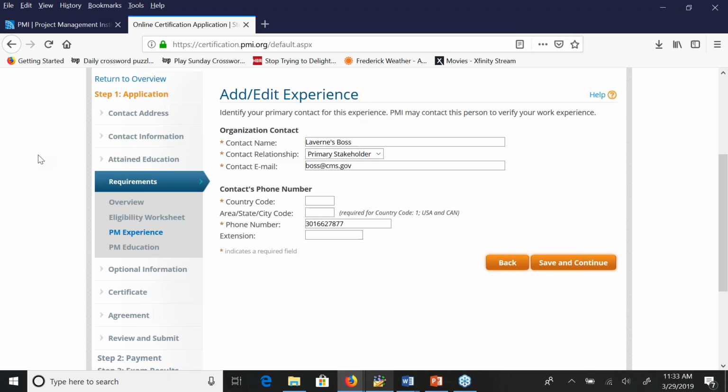This is your organizational contact. If you are part of the 1 of 6 people who get audited for the PMP exam, and yes, 1 out of 6 get audited, that's a random audit. It's nothing you did on your application. It's just, hey, congratulations, you're getting audited.